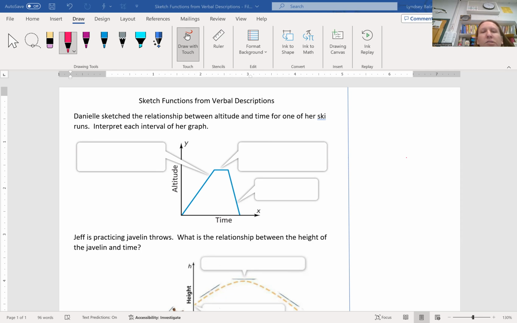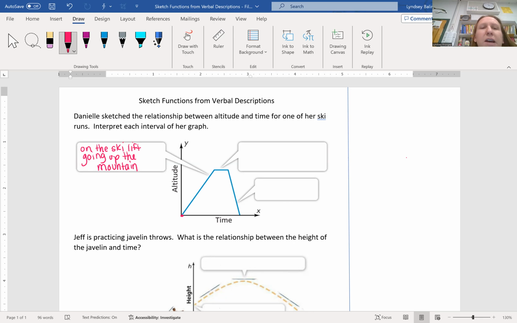So we can see that she starts over here at the origin, time is 0. So she's starting right now. Okay, the altitude is 0, so she's starting at the ground. And then her altitude is rising as time goes by. If we think about skiing, we probably realize that you usually take a ski lift up to the top of the mountain. So it would be reasonable to say that Danielle is on the ski lift going up the mountain because her altitude is rising as time is passing.